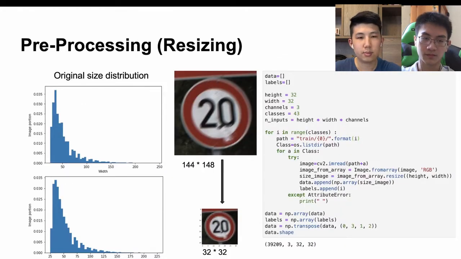We do some pre-processing in the dataset. First, we resize the images. As you can see from the left-hand side graph, not all the images have the same size. So we resize them to the 32 by 32. It is super convenient to run the model in a convolutional neural network with this square resolution.